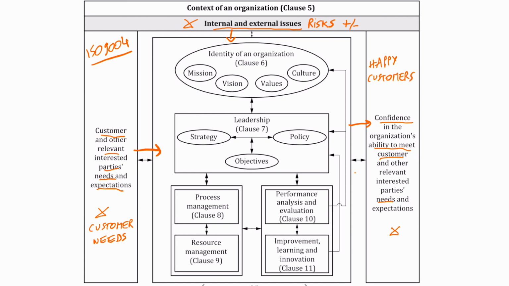All right, now let's look at what's in the middle in this big block. There's actually 4 blocks here. Number 1 is identity of the organization. What is the mission of the organization? What is it out to do? What is the vision? Where is it going? And what are the values that the employees, but also maybe the subcontractors and so on, are supposed to follow? And all of this really impacts the culture of the company.